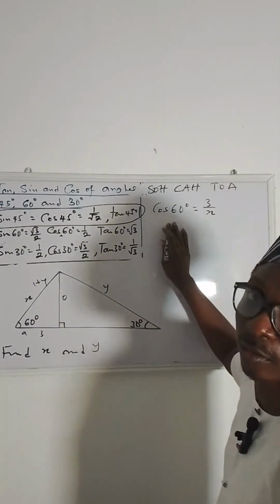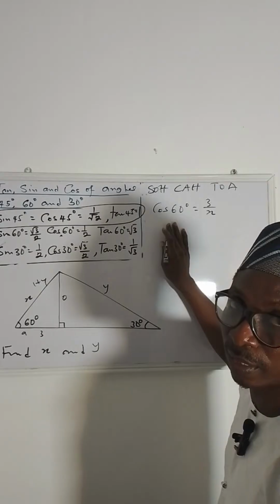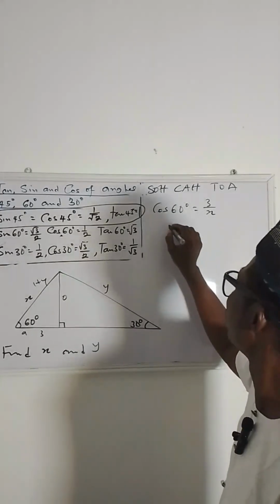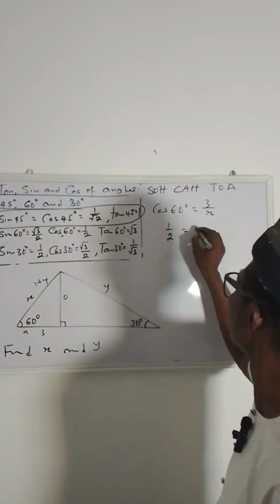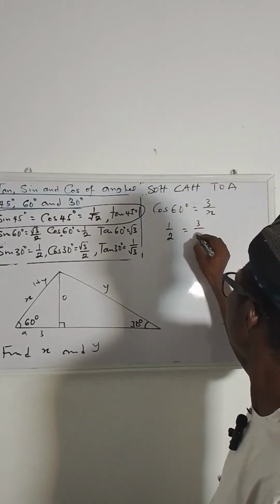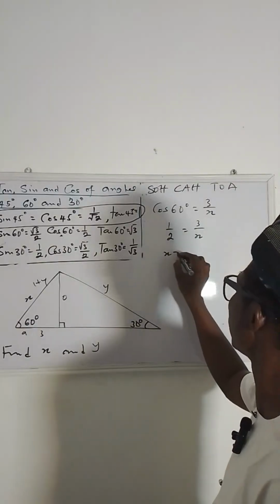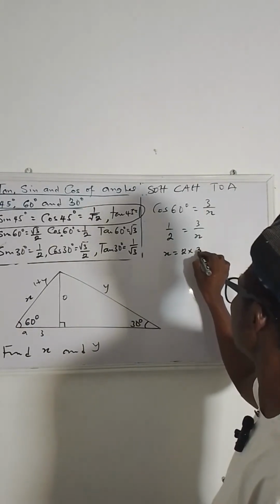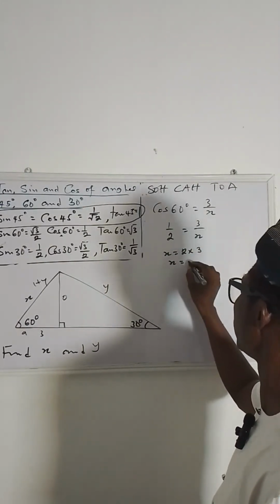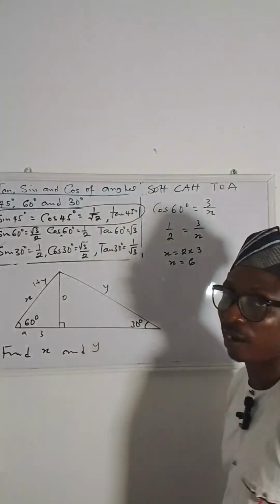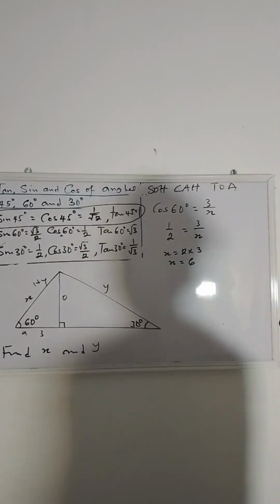So what is cos 60 degrees? That's 1 over 2. We have 1 over 2 equals 3 over x. So you cross multiply, and you have x equals 2 times 3. And x is what? 6. We have 6.